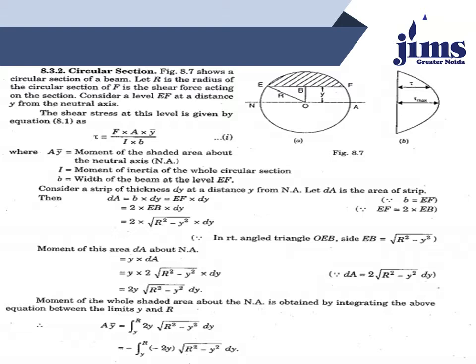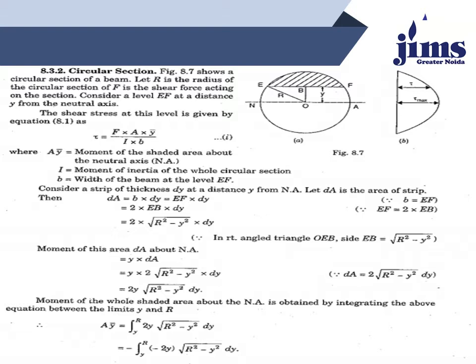So consider a strip of thickness dy at a distance of y from the neutral axis. Let dA be the area of the strip, that is b is equal to EF multiplied by dy. So dA is equal to b multiplied by dy. It is equal to 2 multiplied by EB multiplied by dy. So for EB, apply Pythagoras theorem. So EB is equal to under root of r square minus y square. So the final expression of dA is equal to 2 multiplied by under root of r square minus y square multiplied by dy.